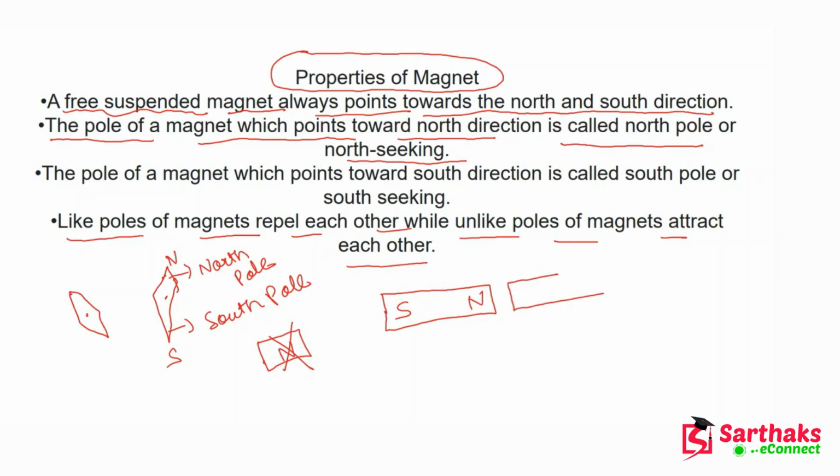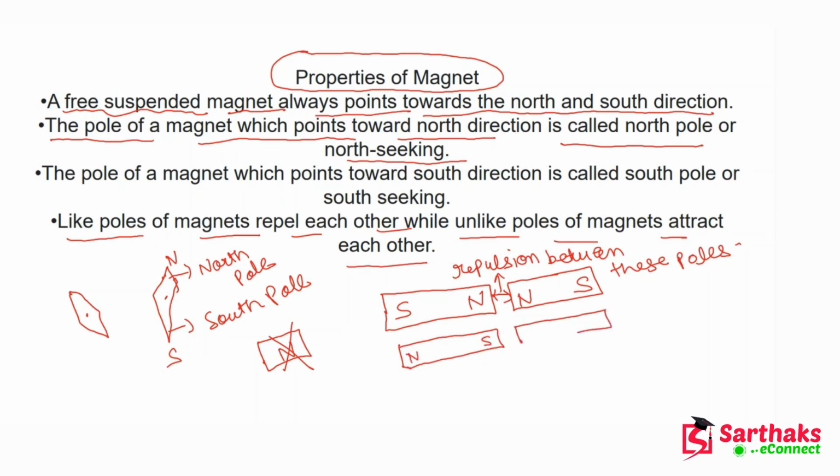So here, let's suppose if I bring this north pole closer to this other north pole, then they will repel each other. There will be repulsion between these poles. Why? Because they are the same poles, and same type of poles always repel each other. Had I brought the south and south closer, let's suppose this is north, this is south, and if I bring this south closer to this south, they will also repel each other. Why? Because they are the same type of pole, these are like poles.